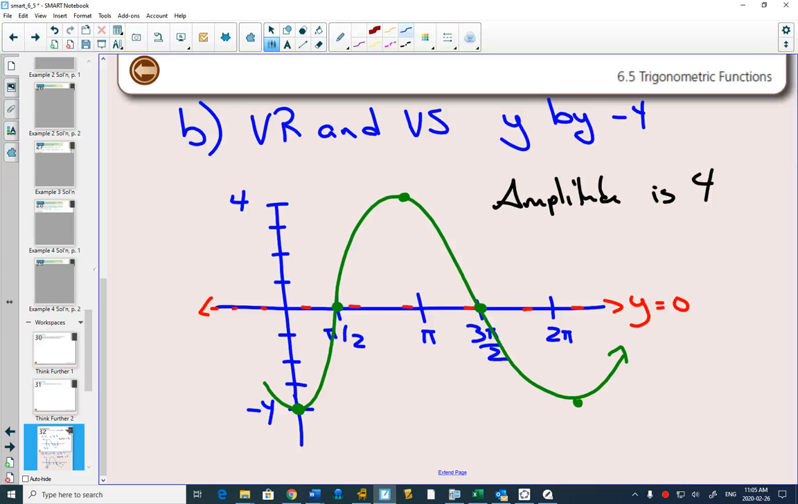Okay, questions for practice: 3, A and B, 4, 5, and 9.